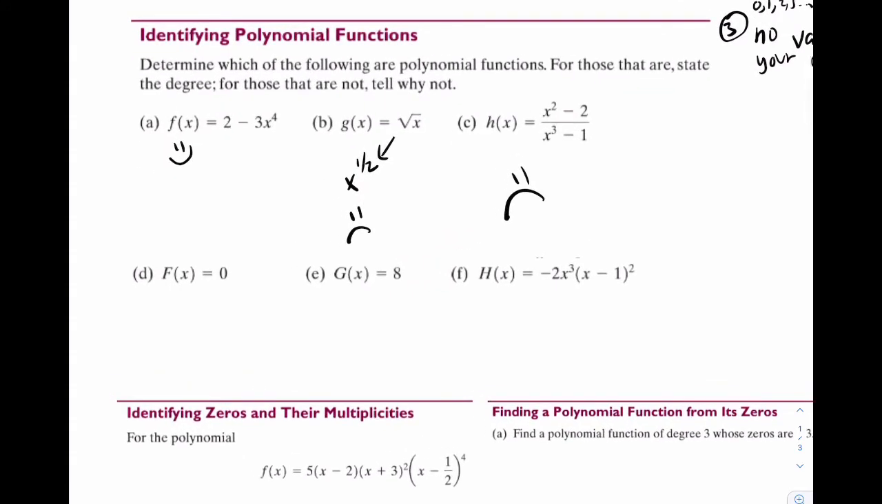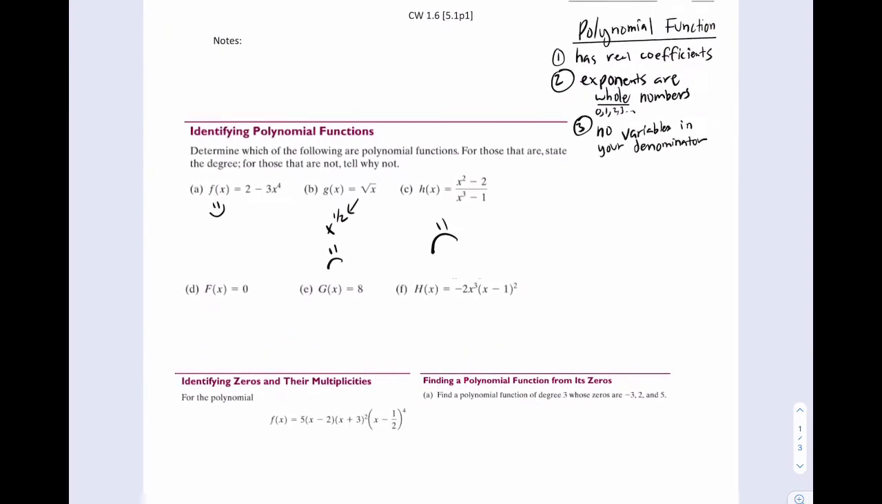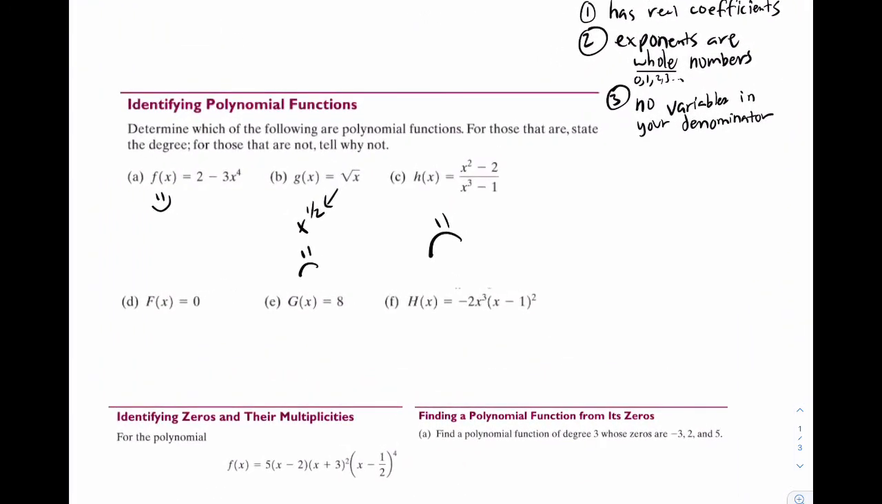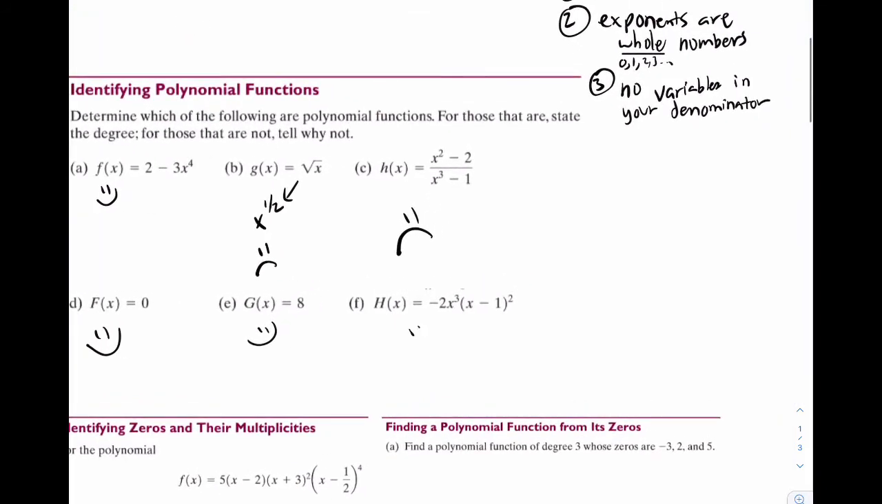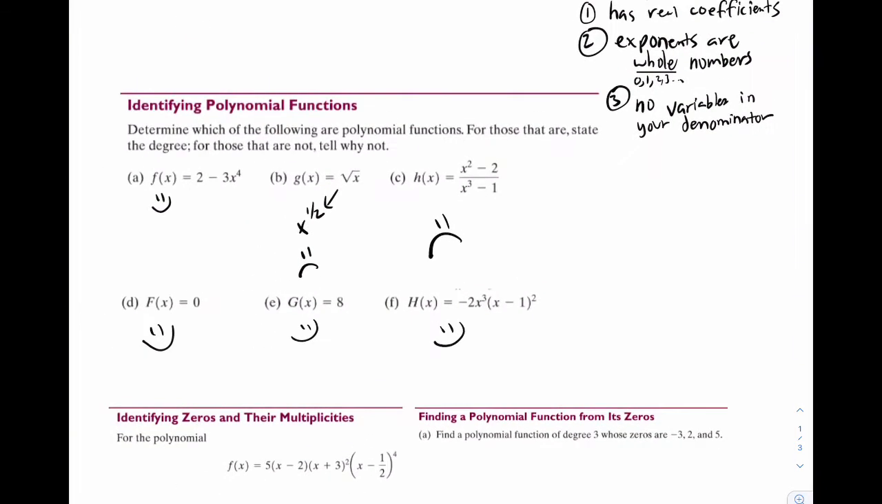D is kind of weird. That is just a number. So just a number, if you look at our rules, there are really no rules broken. So yes, this is a polynomial function. By the same logic, E is also a polynomial function. And F, yep, all the rules are okay. So let's put a happy face. So 5 out of 6 actually were, no, 4 out of 6 were actually polynomial functions.